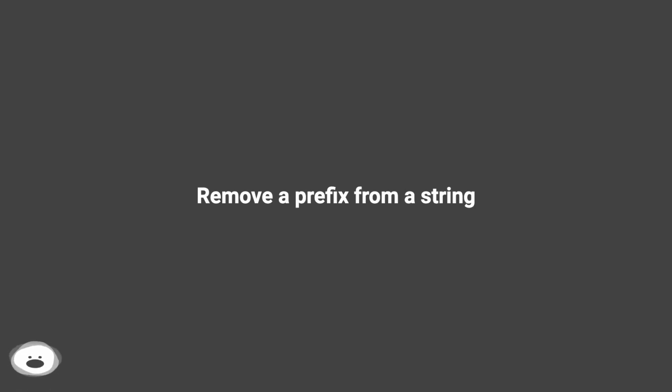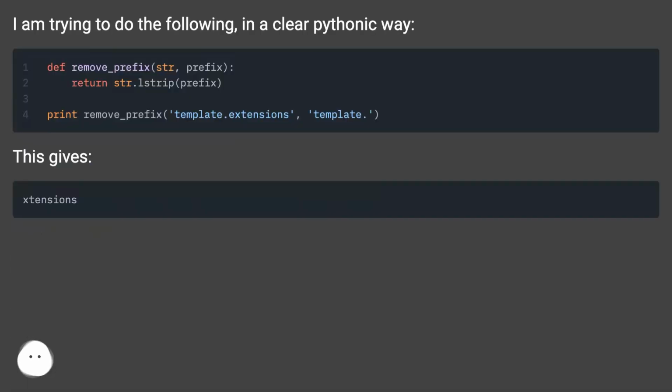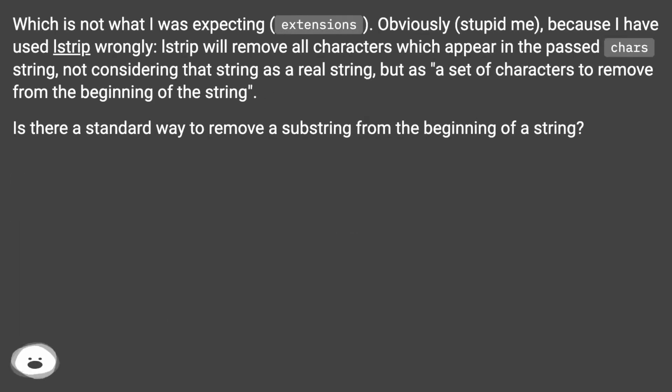Remove a prefix from a string. I am trying to do the following, in a clear Pythonic way. This gives which is not what I was expecting, extensions. Obviously, stupid me, because I have used lstrip wrongly.